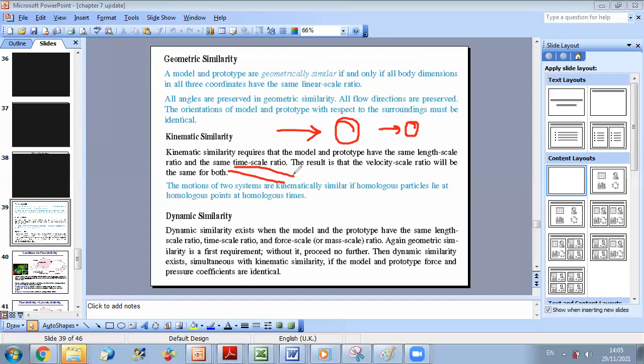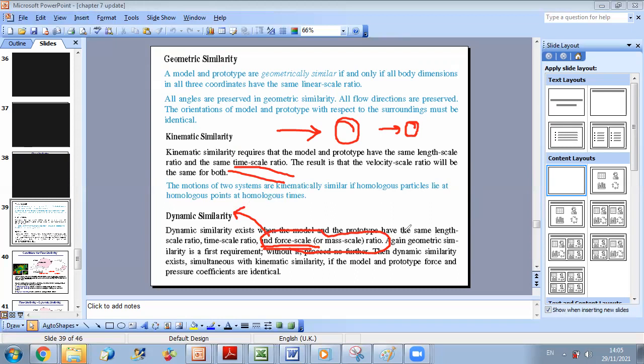Okay. Now, finally, we have dynamic similarity. Dynamic similarity exists when the model and the prototype have the same length scale ratio, time scale ratio, and force scale ratio. So the final scale that must have the same ratio is the force scale ratio, and this is related to dynamic similarity.